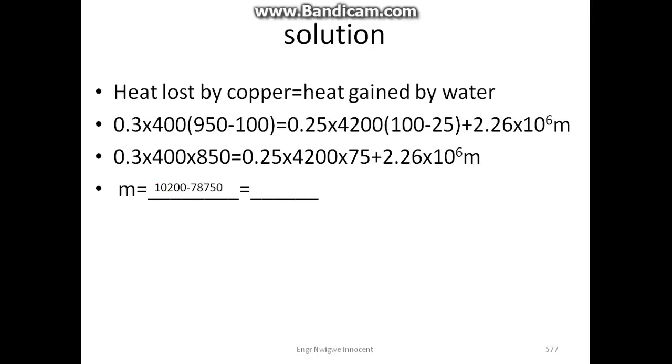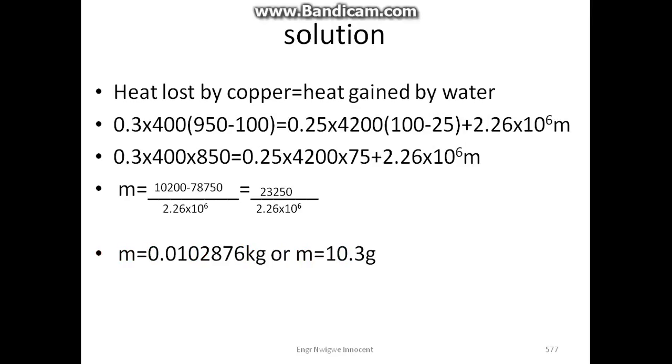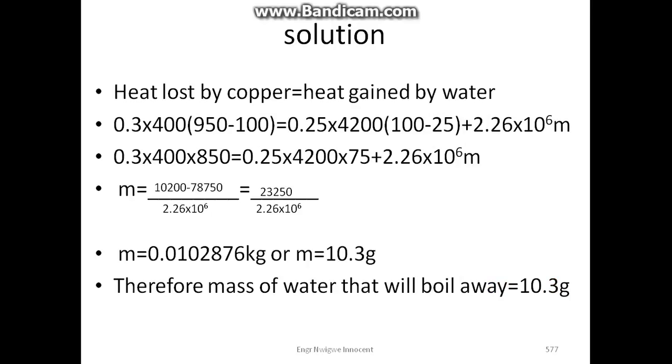102,000 minus 78,750 all over 2.26 times 10 raised to power 6, which is equal to 23,250 over 2.26 times 10 raised to power 6. Therefore, mass m is equal to 0.0102876 kilogram, or 10.3 gram. Therefore, mass of water that will boil away is equal to 10.3 gram.